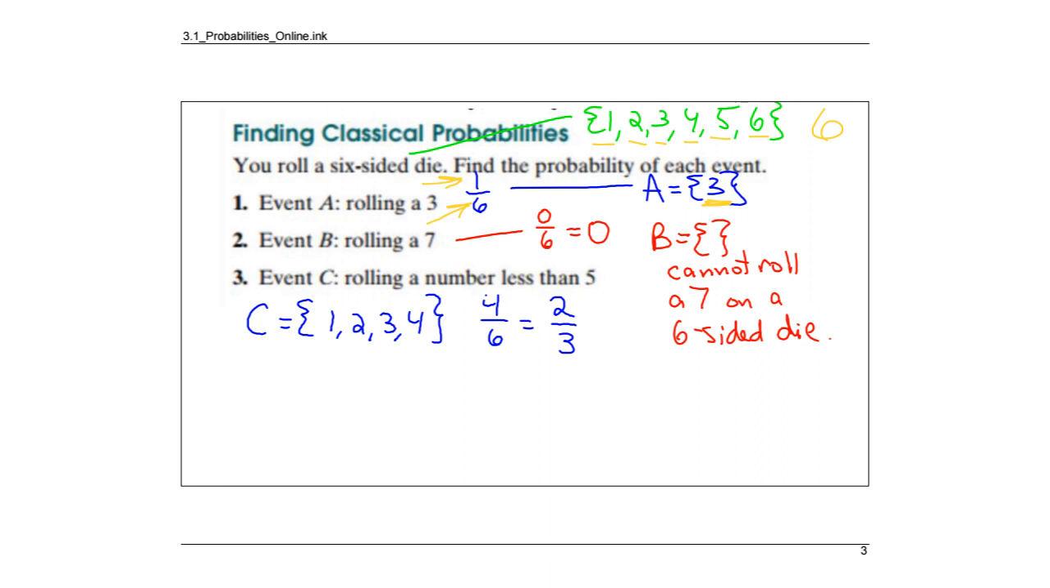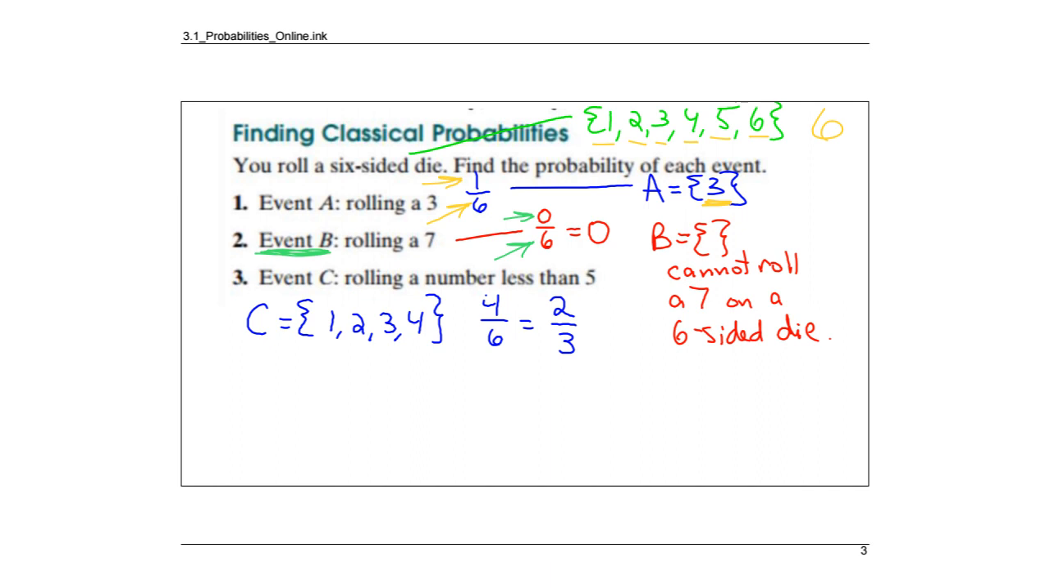Okay, for event B, this is the probability of rolling a 7. Well, there's no way to roll a 7. It's not a 7-sided die, it's a 6-sided die. And we're only rolling once. So there are 0 chances of rolling a 7. So 0 is going to go in the numerator. The 6 is going to go in the denominator. But of course, dividing 0 by any number except 0, we get 0. And so the probability of rolling a 7 is 0.